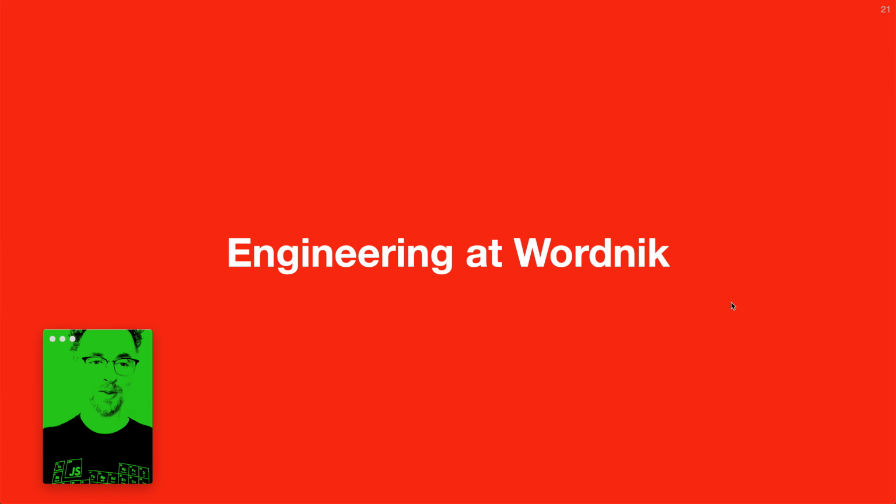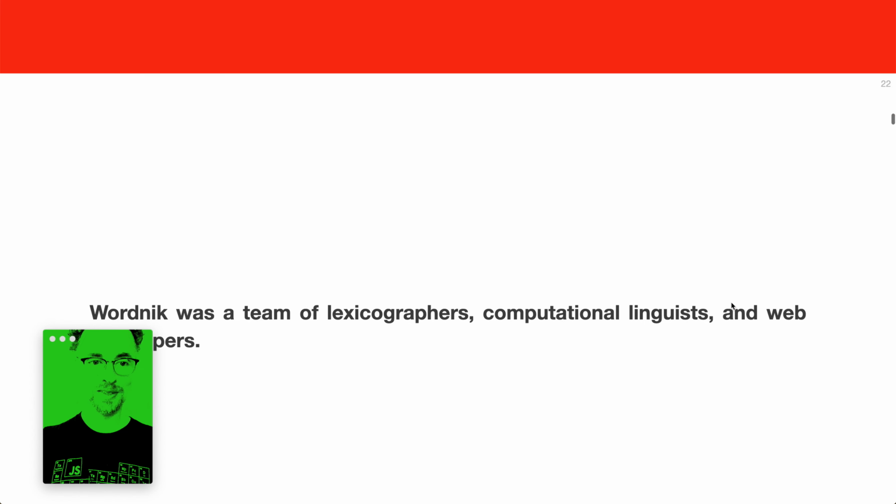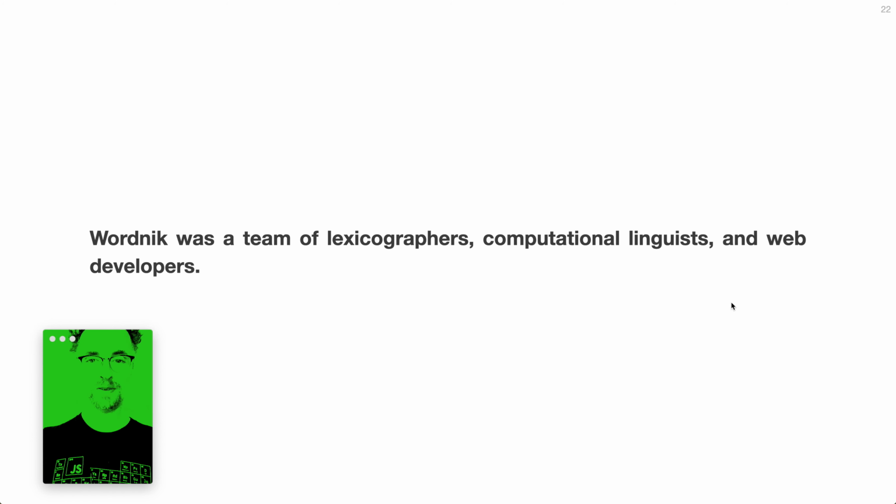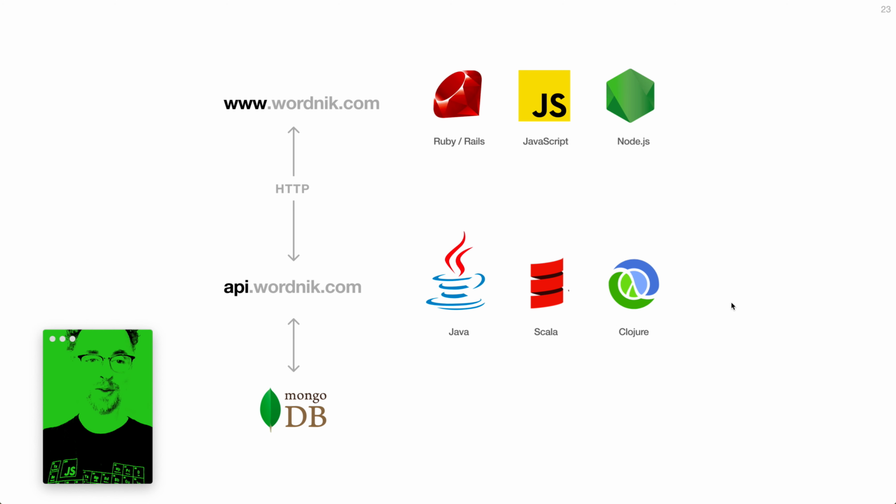So I'm going to talk a little bit about what the engineering team was like at Wordnik. We were a team of lexicographers and computational linguists and web developers, and it was a pretty great mix of people, a really interesting time and a really fun group. But we had some cultural differences in terms of the technologies that we preferred to use and how we built things. So Wordnik.com was a Ruby on Rails application with some JavaScript on the front end and some Node.js tooling to build that JavaScript.